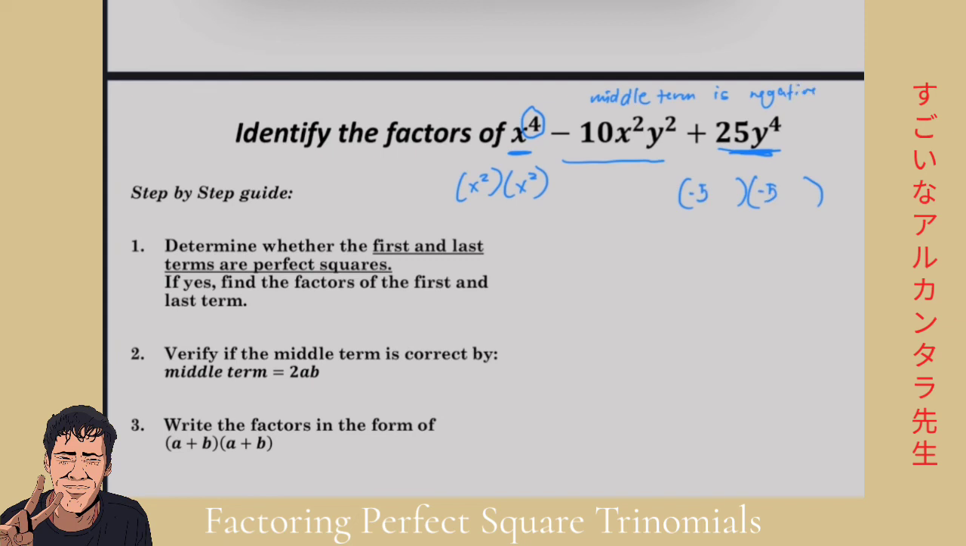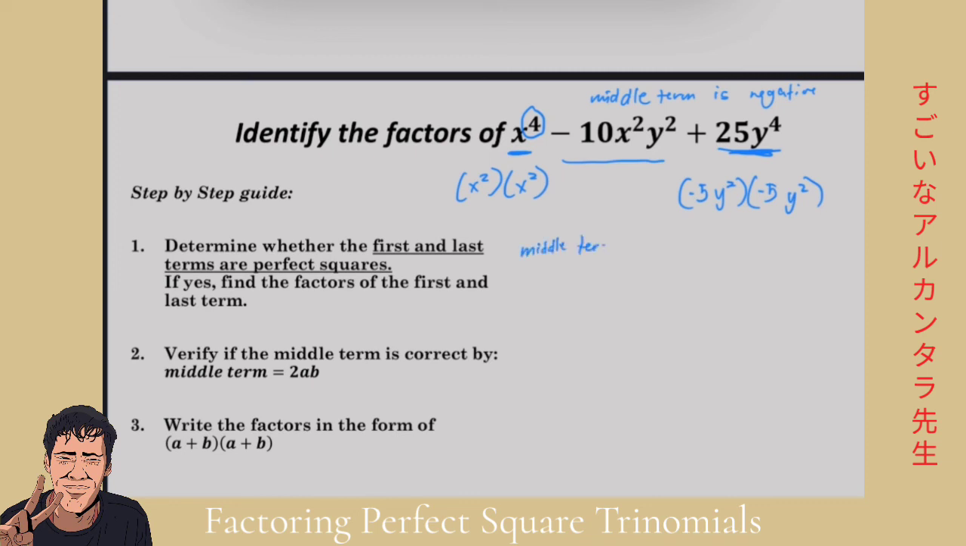25y raised to 4. 25 can be factored as negative 5 times negative 5 because our middle term is negative. Afterwards, you still have the y raised to 4, and we know that y raised to 4 is also a perfect square. So y raised to 4 is y raised to 2 times y raised to 2. So that's how you do it. So basically, if you multiply negative 5y squared by negative 5y squared, the answer there is positive 25y raised to 4. Okay? Continue with the middle term.